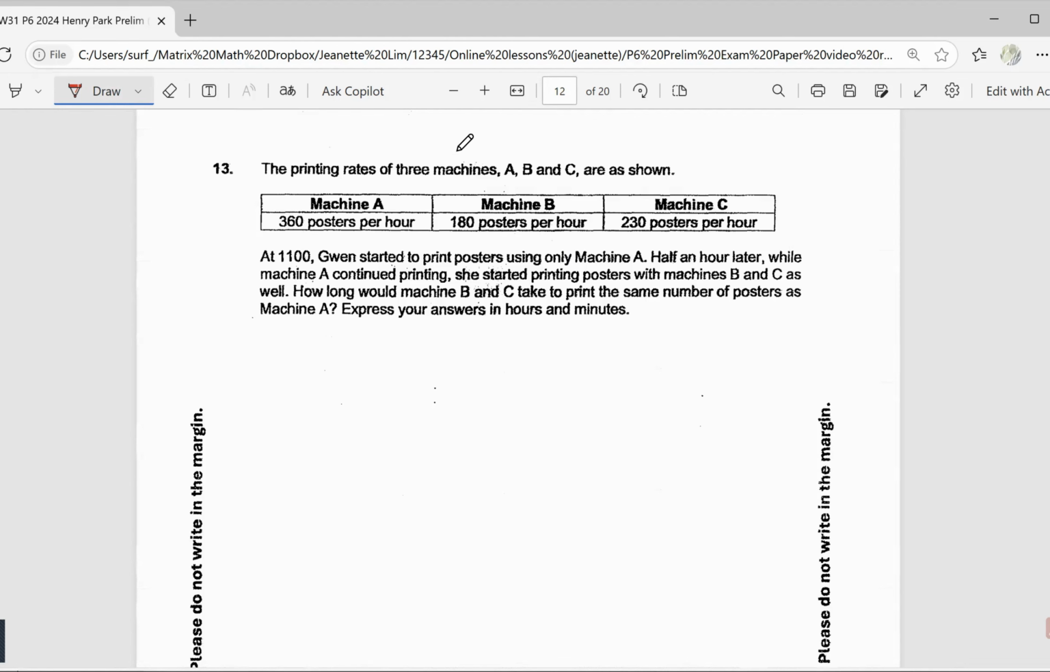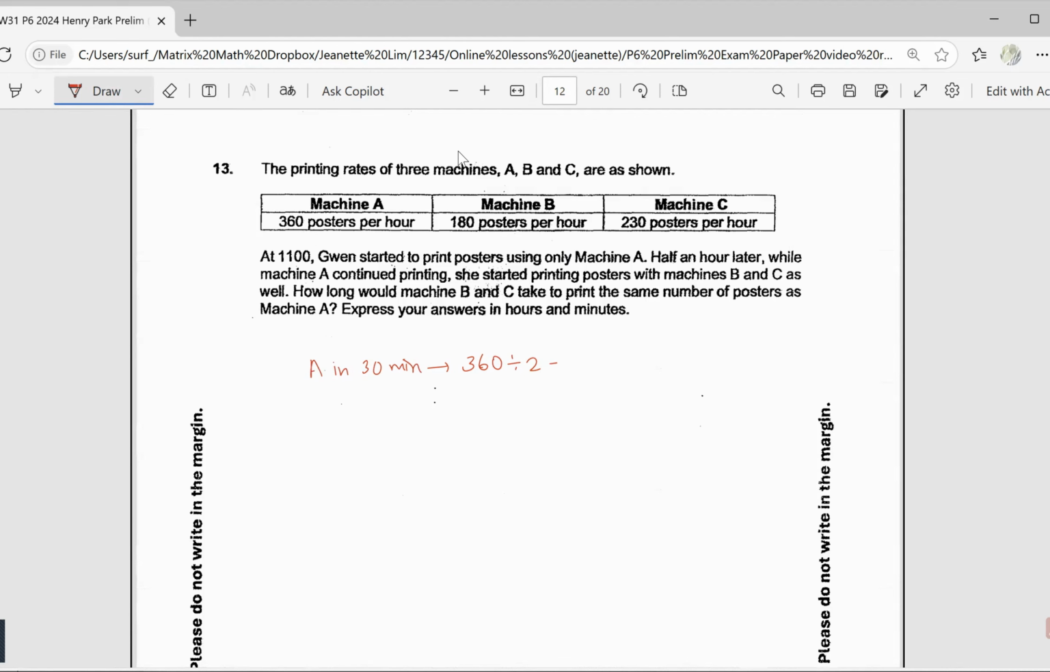Okay, so firstly, A started first for half an hour. Let's find out what's A in half an hour. In 30 minutes. So A in 30 minutes, or half hour, it's 360 divided by 2, which is 180. Okay, so A started with 180 at first.